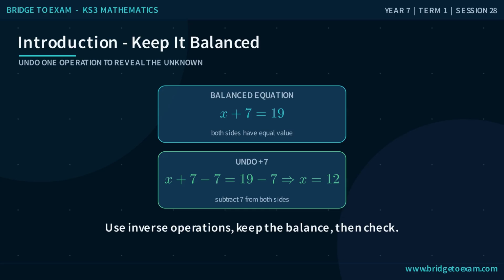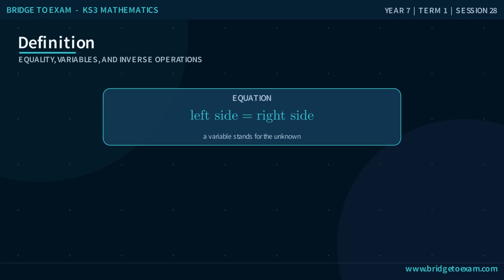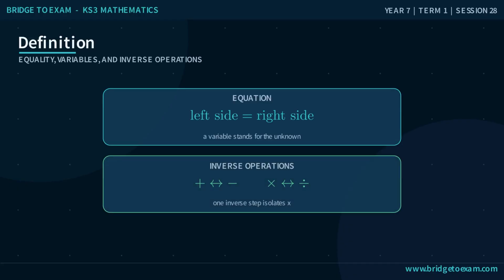By the end, you'll solve one-step equations involving all four operations, keep both sides balanced, and check every answer by substitution. An equation says two expressions are equal. A variable represents the unknown value we need to find. A one-step equation needs one inverse operation to isolate the variable. Subtraction undoes addition, addition undoes subtraction, division undoes multiplication, and multiplication undoes division.